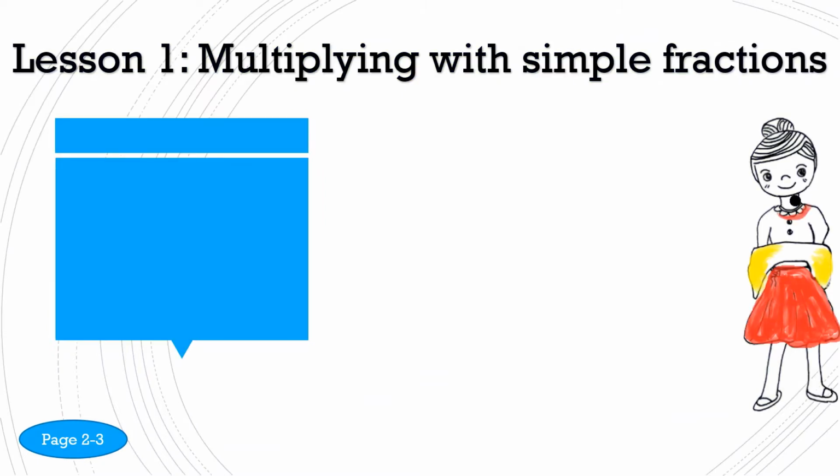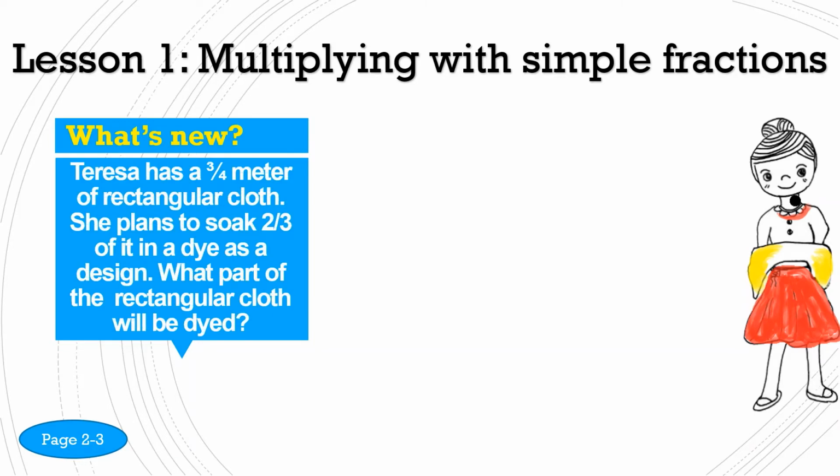Alright, let's begin with lesson 1, multiplying with simple fractions. We have a problem here. Teresa has a 3/4 meter of rectangular cloth. She plans to sew 2/3 of it in a dye as a design. What part of the rectangular cloth will be dyed?